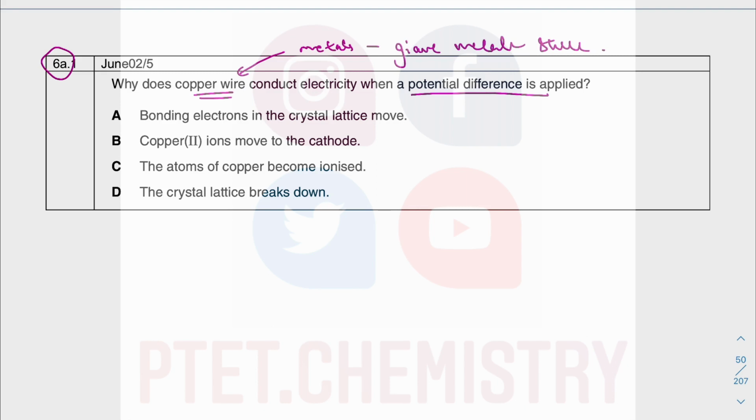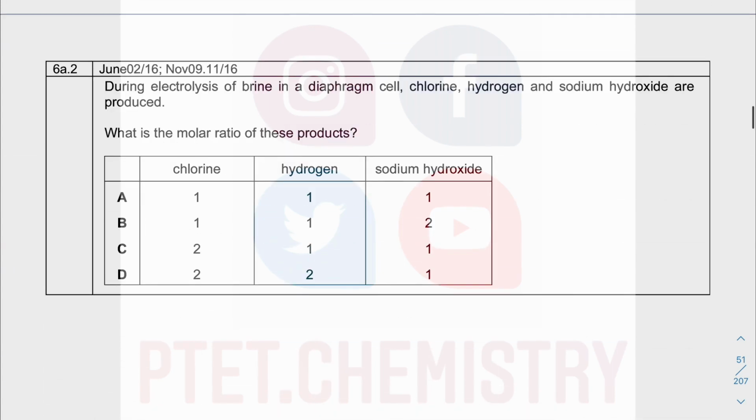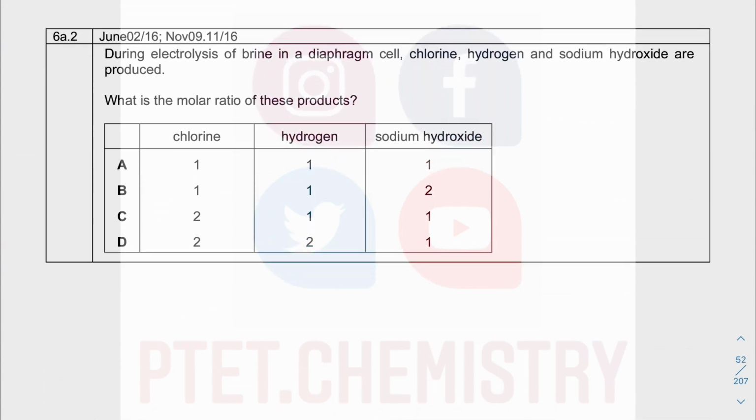That's when your free delocalized electrons, your valence electrons, get delocalized, they can start to move. That is the result of your conductivity in metals, all right, when you apply the potential difference. So quite a straightforward question there.